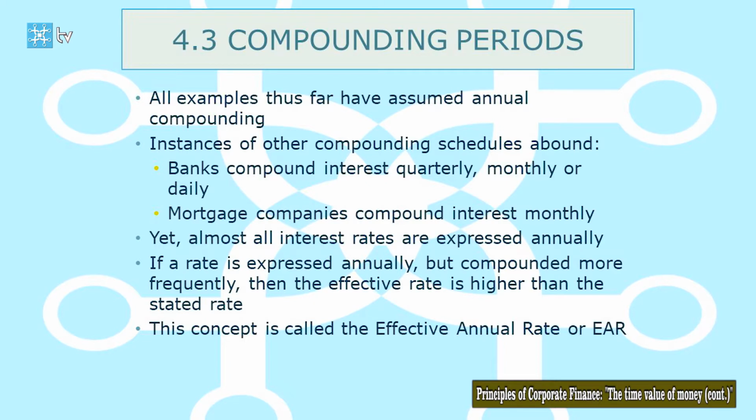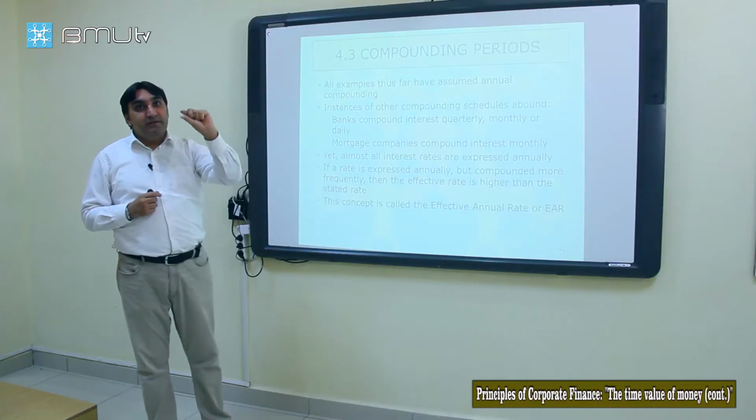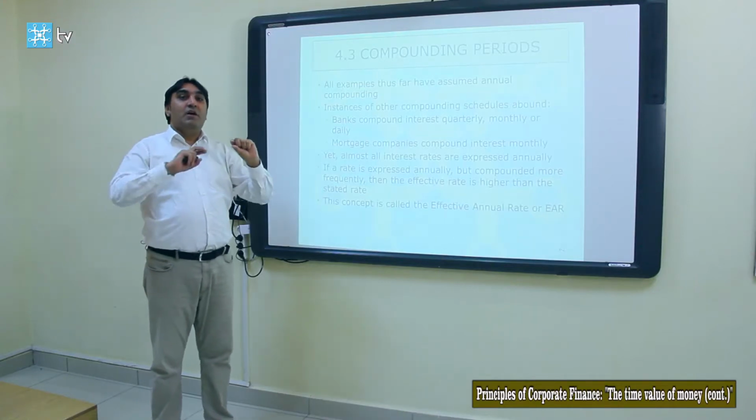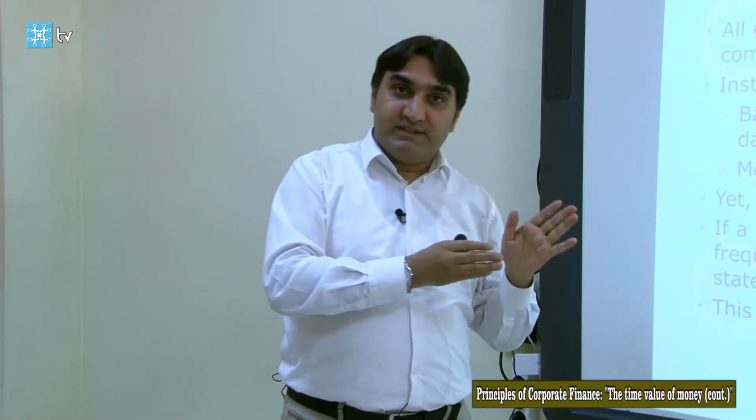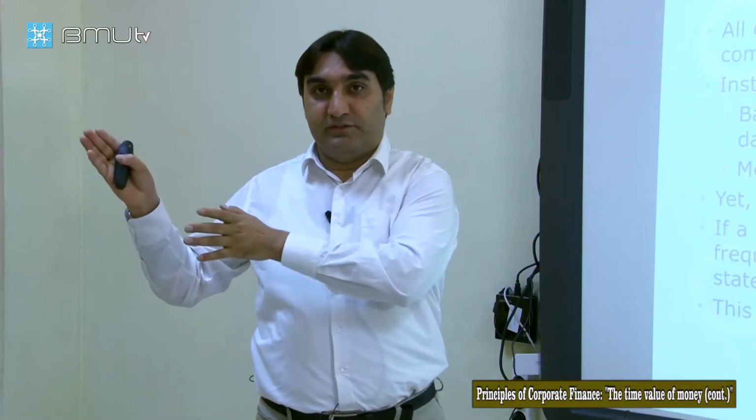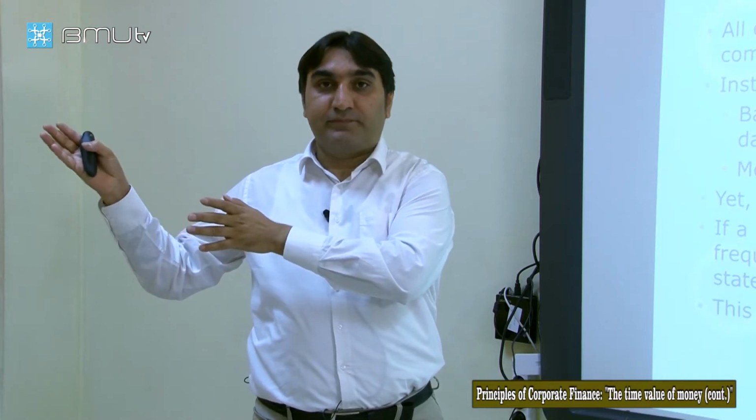All examples so far have assumed annual compounding, but in practice, banks compound interest quarterly, monthly, or daily. Mortgage companies compound interest monthly. So these compounding periods may be different from annual, but all rates are quoted as annual rates. The frequency may be different from annual frequency.